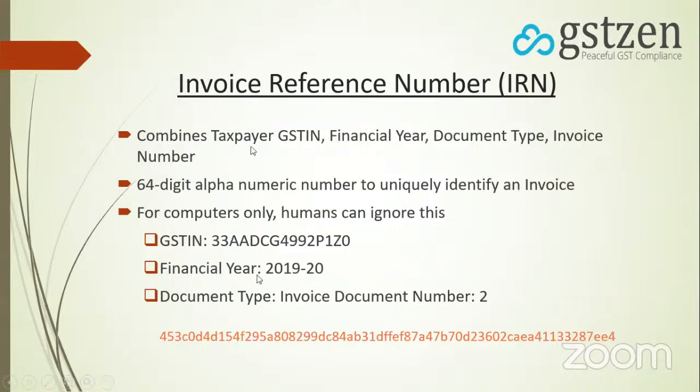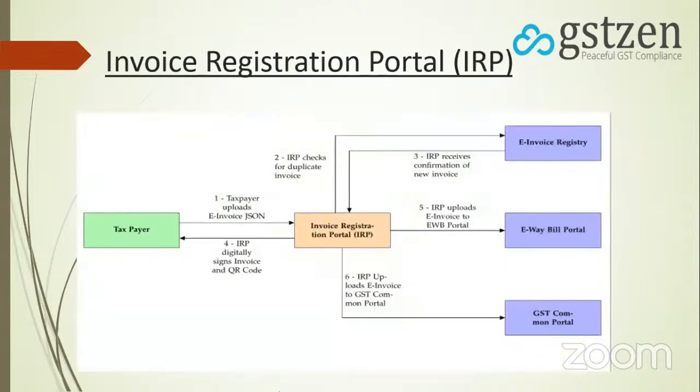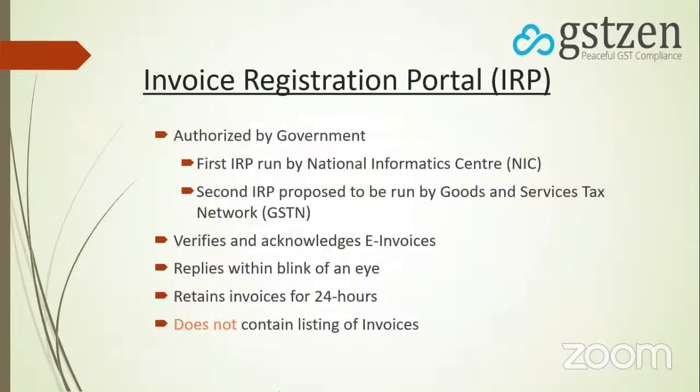It is only for computers, so there's no need for you to read it. It is just a combination of these four factors: the taxpayer GST number, financial year, document type, and document number. Now, what is invoice registration portal?